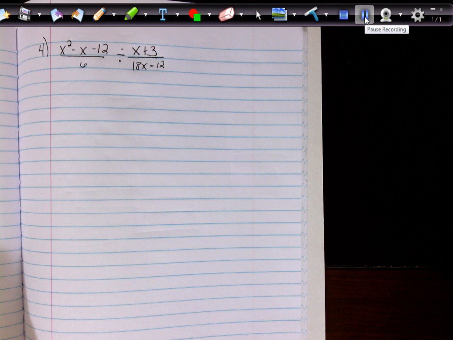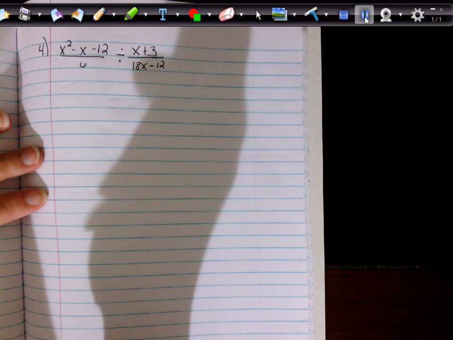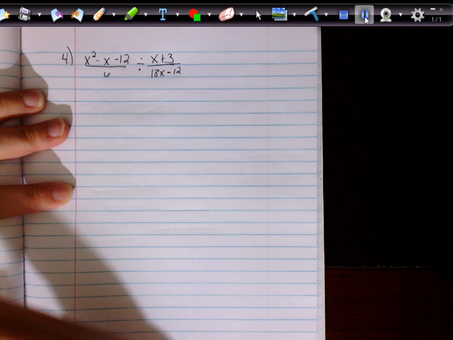Alright, so go ahead and write down number 4. We have x squared minus x minus 12 over 6 divided by x plus 3 over 18x minus 12. So the first thing we want to do is change this dividing problem into a multiplying one, and then it's going to look exactly like the other 3 that you've seen. So we're going to do the drop, change, flip.